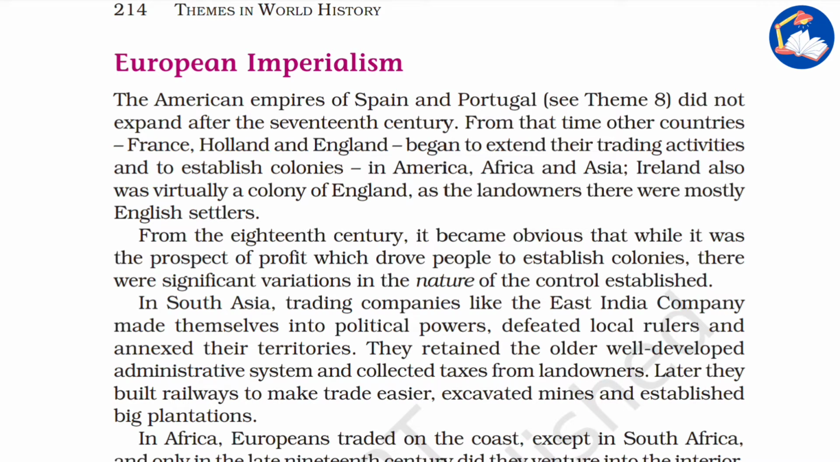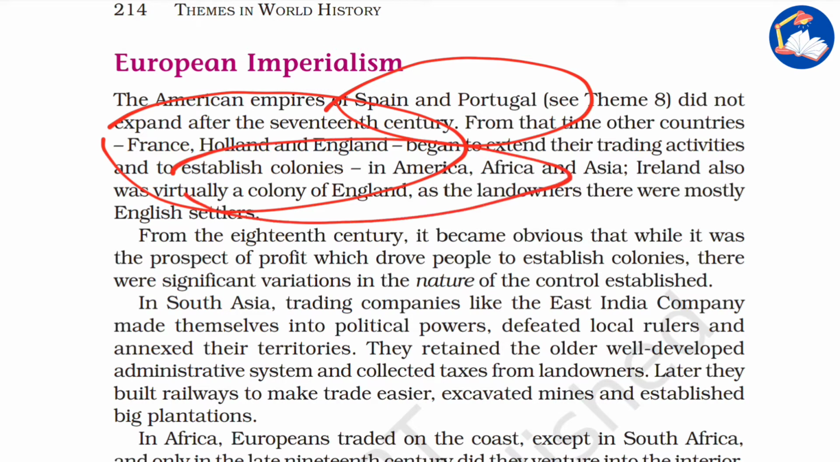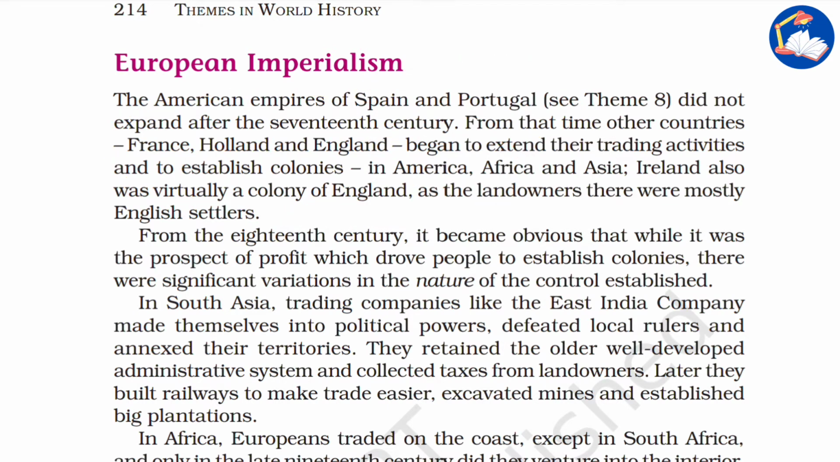We have seen about Spain and Portugal in our previous video. After that, the Spanish and Portuguese empires could not expand much, and it was taken over by what? France, Holland, and England. They began to extend their trading activities and establish colonies in America. And Ireland was also virtually a colony of England.